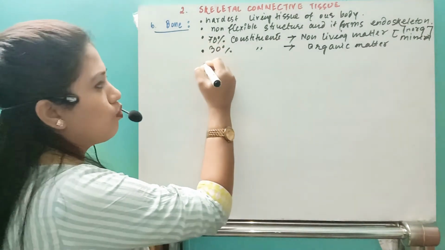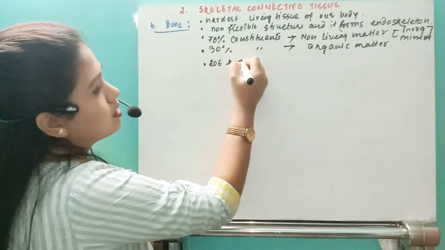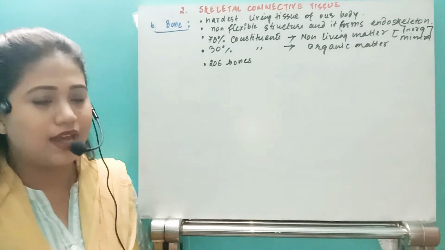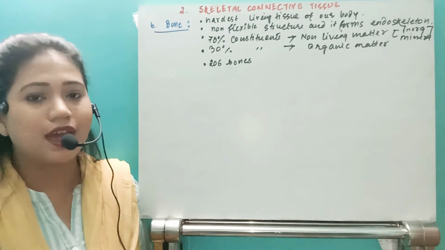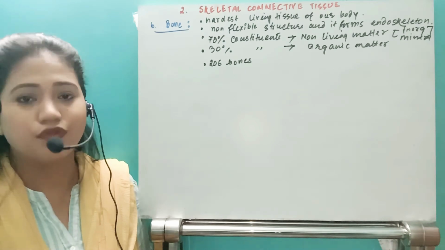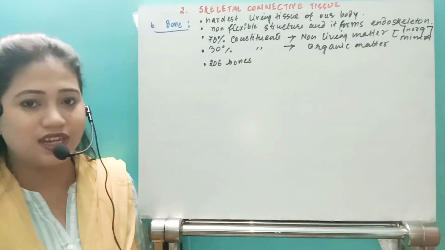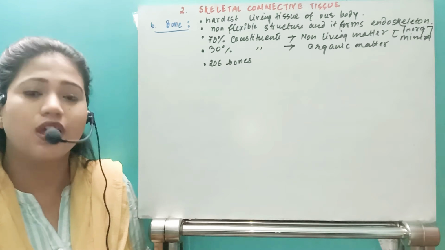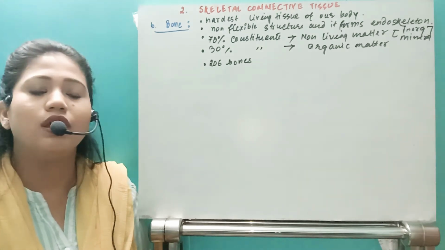Next, we already know that we have 206 bones. But we need to know a very important thing, that infants have more bones than adults. We adults have 206 bones. But whenever a baby is born, at that time they have more than 206 bones. Later on, these bones actually fuse and form only one bone.